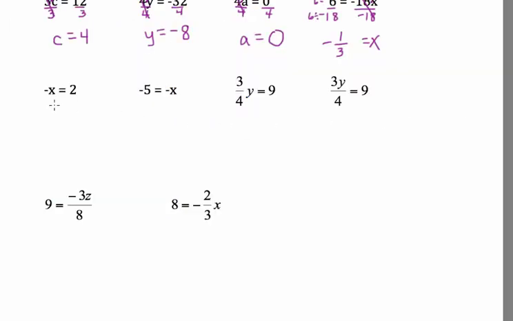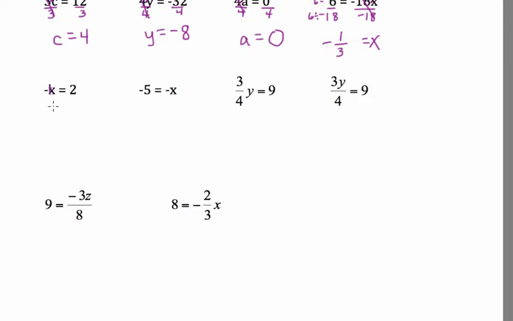Negative x equals 2. Some people want to just leave it like that, negative x equals 2, but you can't. You can't have that negative sign in front of there. So how do we get rid of it? There's a couple ways to think about this problem. Here's how I think about it. I think about it like a negative 1x.